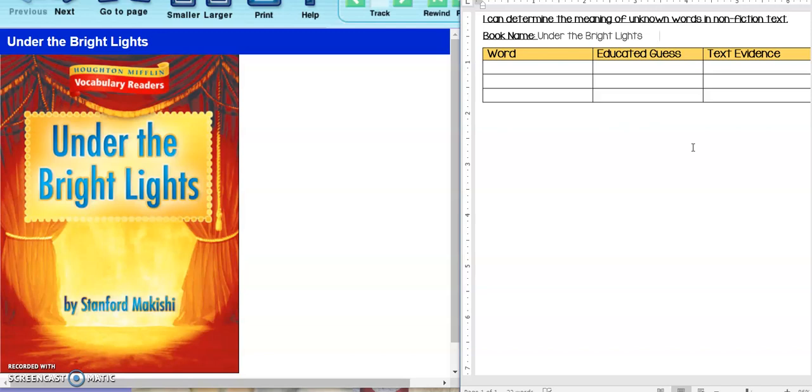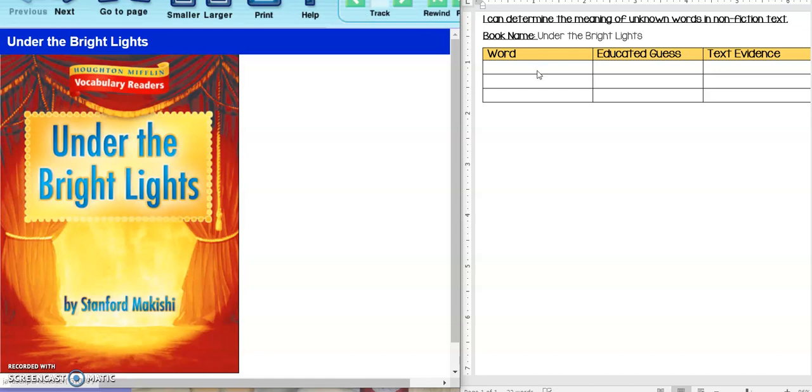Alright, so I actually have this book up on leveled readers. The great thing is that Gwinnett County Public Schools has leveled readers on everything. So you could go and find your level, and this is a level, I think it's an R, and you can look for a ton of books on leveled readers. So here is Under the Bright Lights, and this is not a story, it's a nonfiction text. It is about actors and actresses and what that looks like.